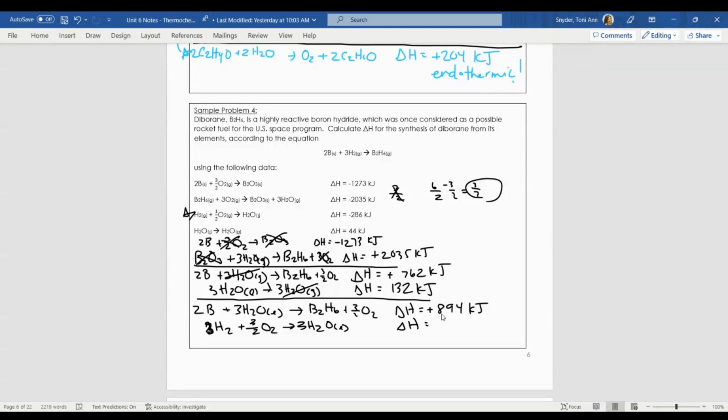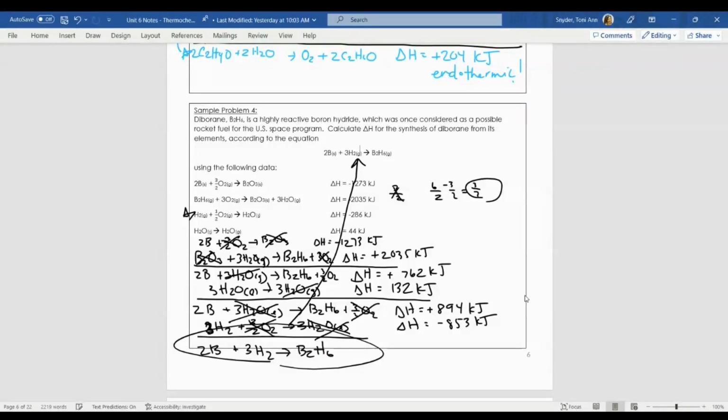And that means my delta H for this reaction would be negative 286 times 3, which gives me negative 853 kilojoules. Let's do a little cancellation: 3/2 oxygens on both sides, and I have 3 H2O liquids on both sides. Check it out: 2 borons plus 3 hydrogens yields B2H6. This equals my reaction up here. My delta H would be the sum of these two, 894 minus 853, which gives me 41 kilojoules. Nice little positive value here. This is an endothermic process.